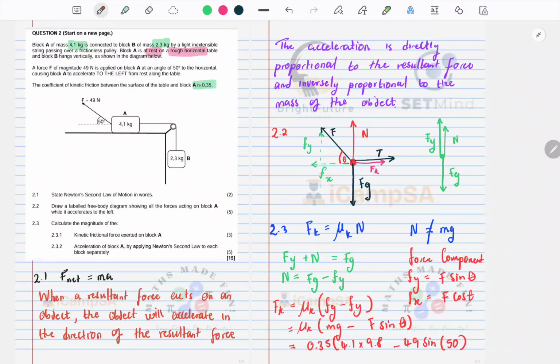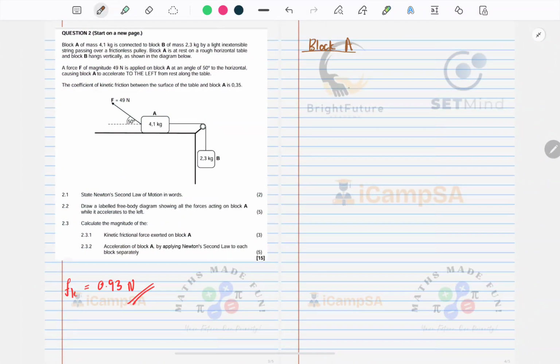For block A, we already have our free body diagram, so the updated free body diagram should be something like this. Let's draw it. We are considering only the horizontal movements, not the vertical movements, for block A. So we've got Fx, Fk, then T, then Fg. Now let's go with Fnet. We want acceleration. Fnet is equal to ma.